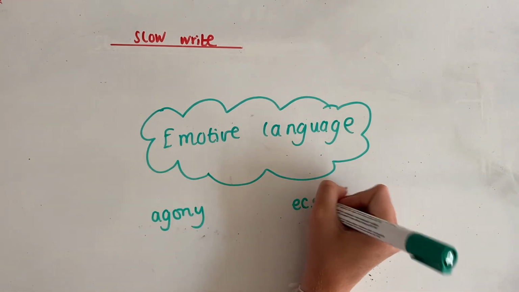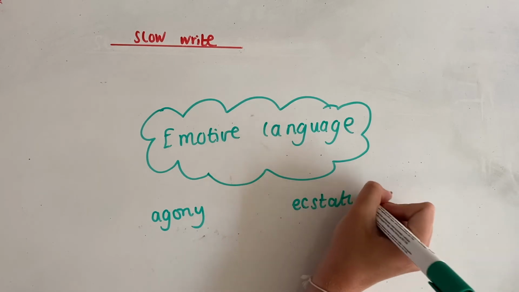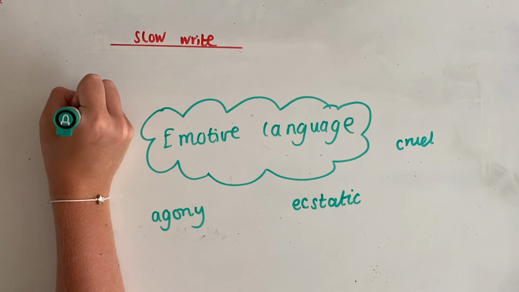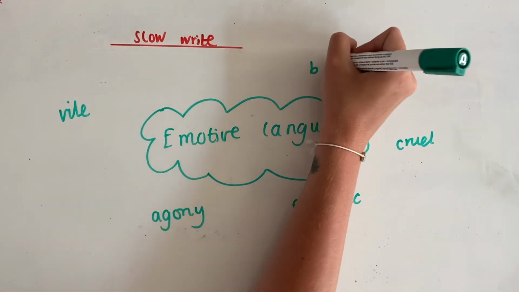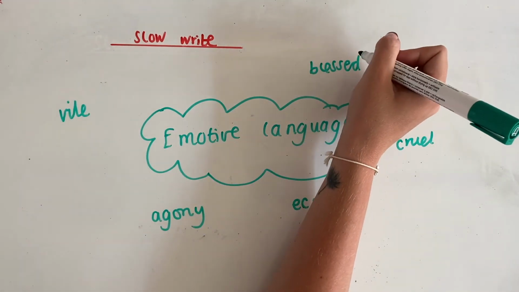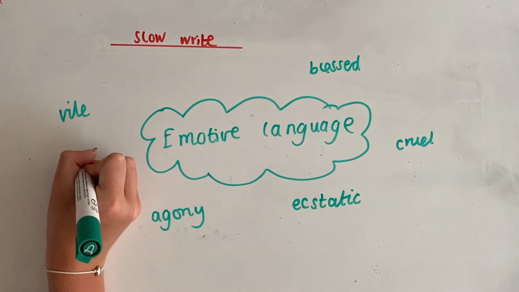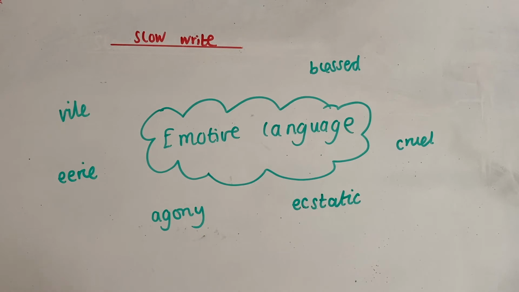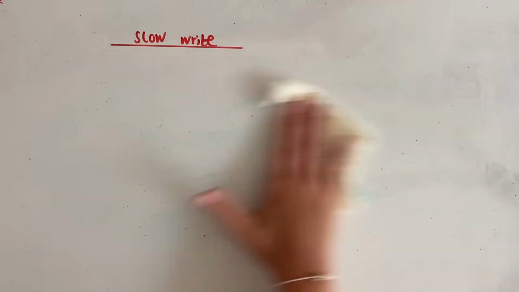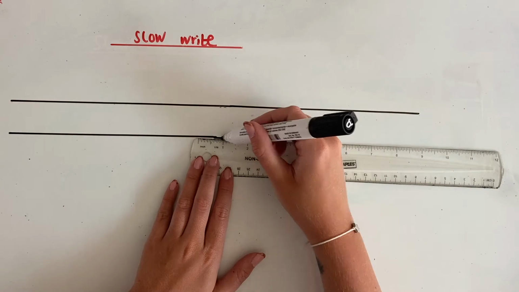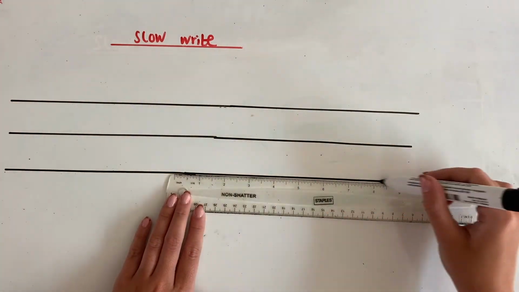We've got agony, ecstatic, cruel, vile, blessed, and eerie. If we use these words in the correct and appropriate way, we could trigger emotional reactions from our audience. I'm going to write my sentence as an example, which may help your understanding and give you some of your own ideas.